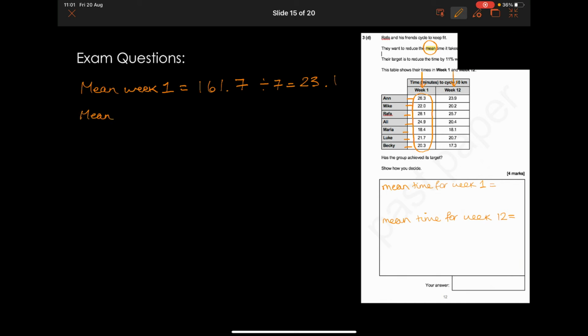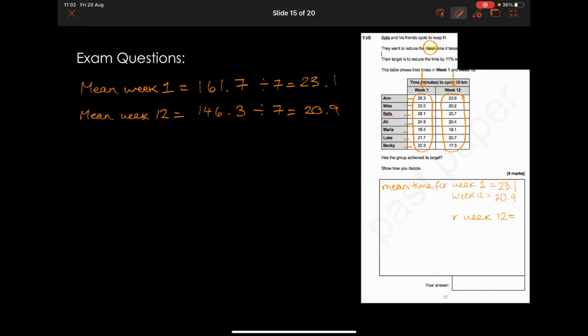And then we work out the mean for week 12. If I add all of these values together, it gives me 146.3. And if I divide that by 7, it gives me 20.9. So we've worked out the average for week 1, which is 23.1, and the average for week 12, which is 20.9.